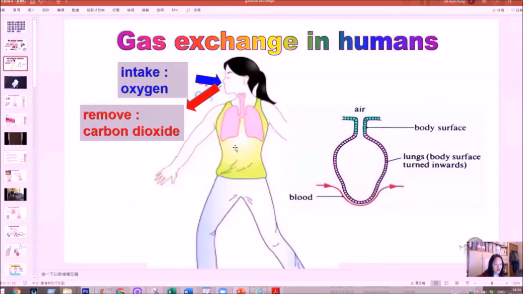Try to circle this part in this diagram. CO2 can be removed in the part of the lungs. Let's look at one of the videos to revise what we have learned.